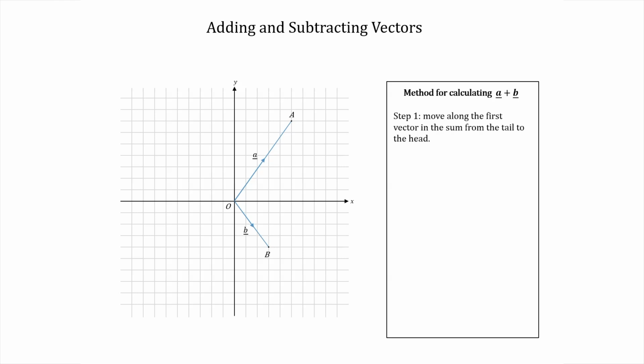So step 1. Move along the first vector in the sum from the tail to the head. So we want to start at the origin and move along vector A to point A.